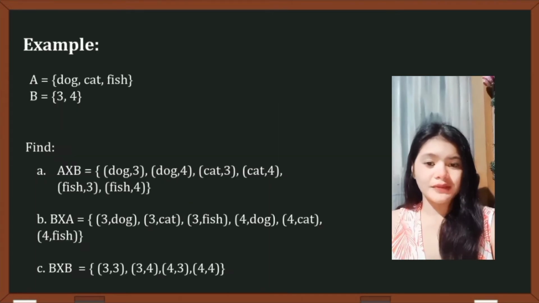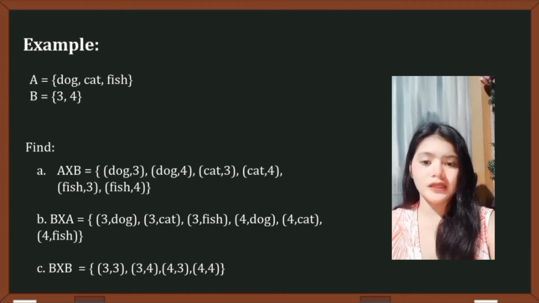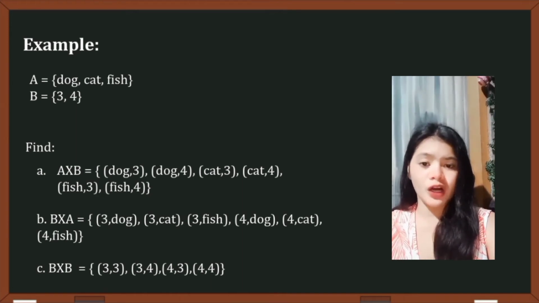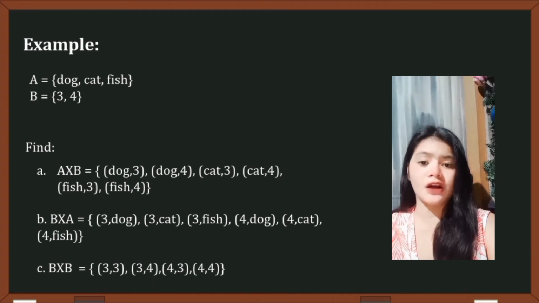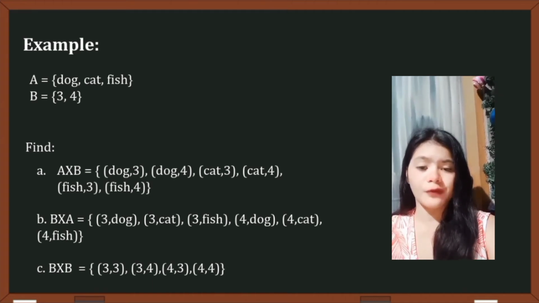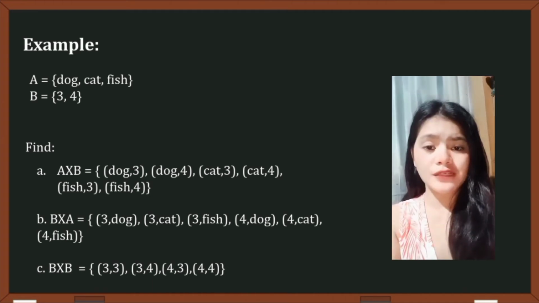So here's the given example here. In set A, we have {dog, cat, fish}, and set B is {3, 4}. And now, let's find out.